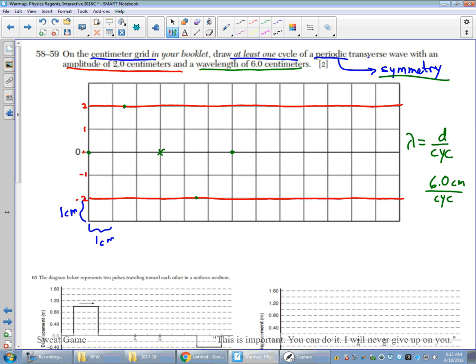You could start at a crest and end at a crest. But this is probably the easiest and simplest way. What do you do now? Connect the dots. Do not miss the dots.